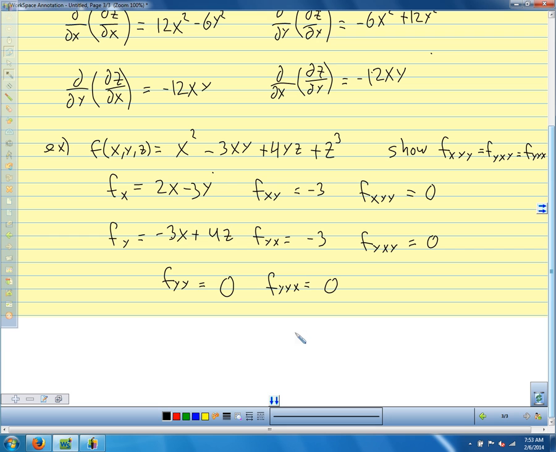All right, questions on the process of taking second partial derivatives? Nothing really different than what we've done before. We just have to keep track of our variables, and depending on how the problem's given, we need to keep track of our subscripts in the order that we're doing our partial derivatives.